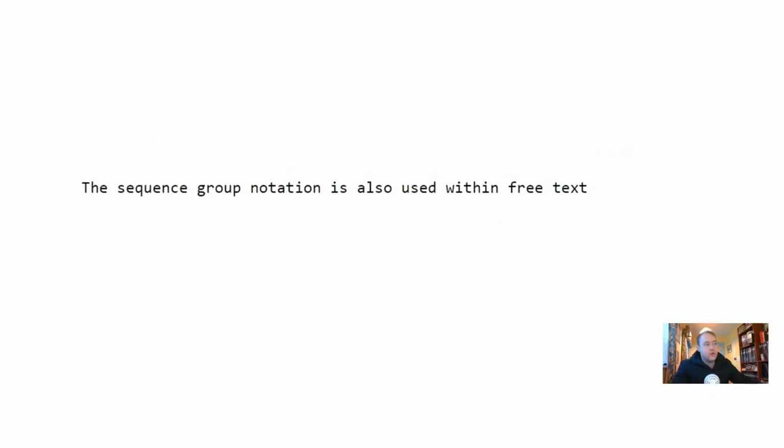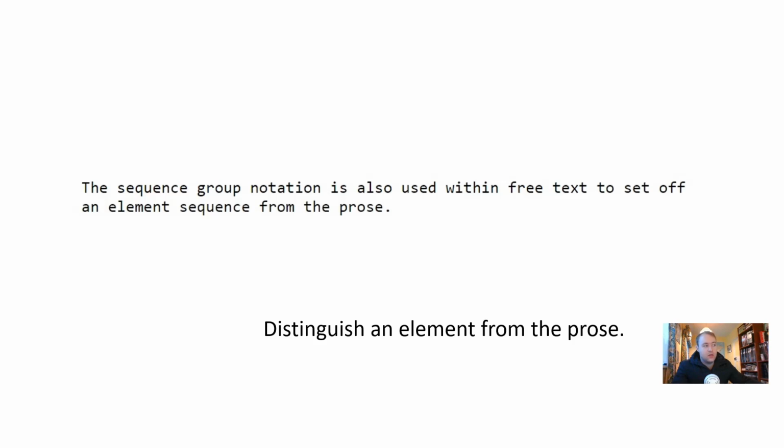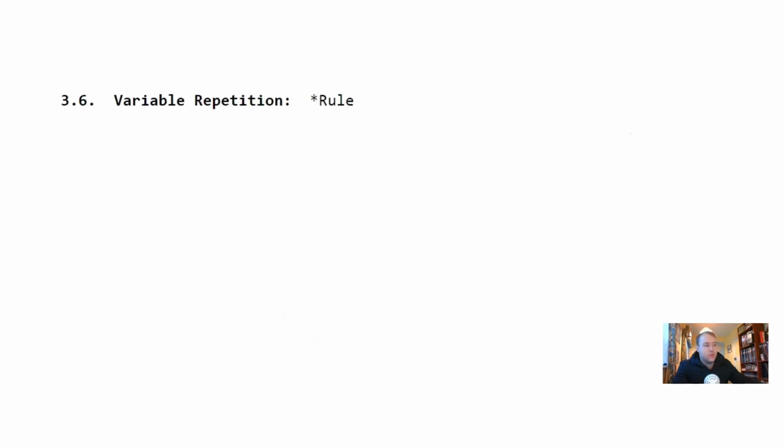The sequence group notation is also used within free text, so the rounded brackets, to set off an element sequence from the prose. It's like distinguishing an element from the prose. Now on to variable repetition.